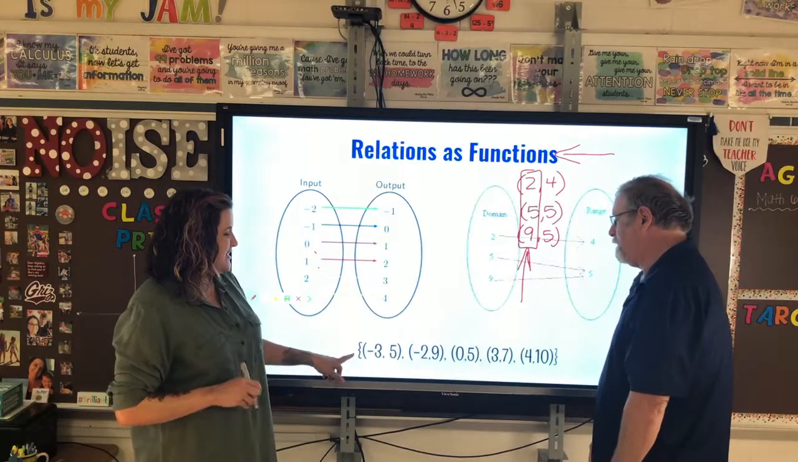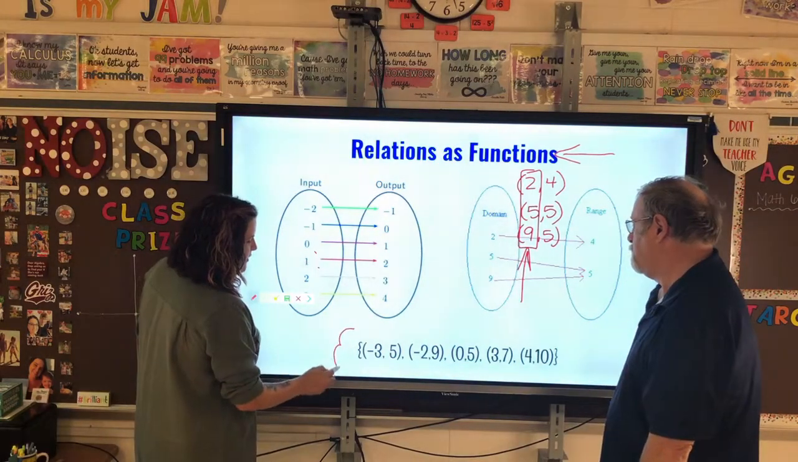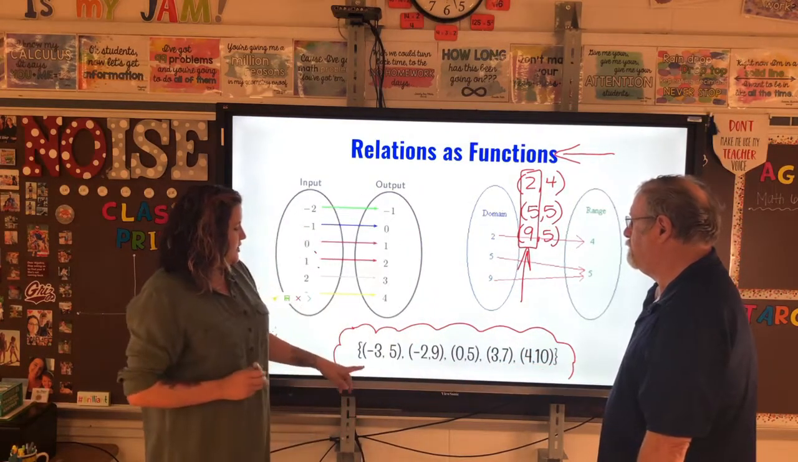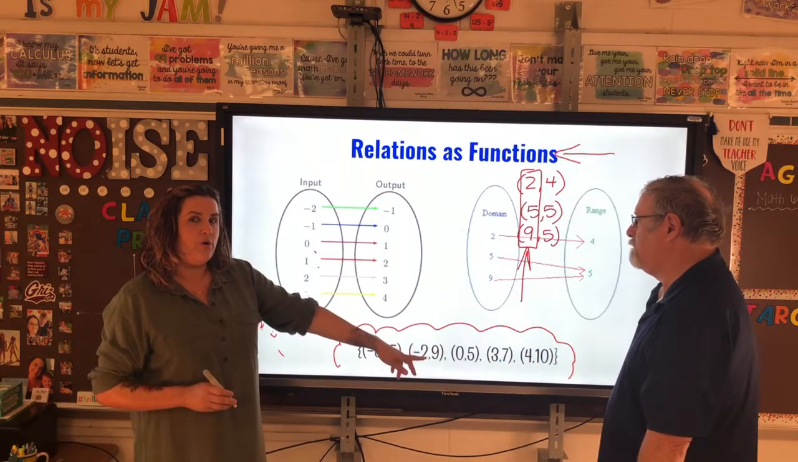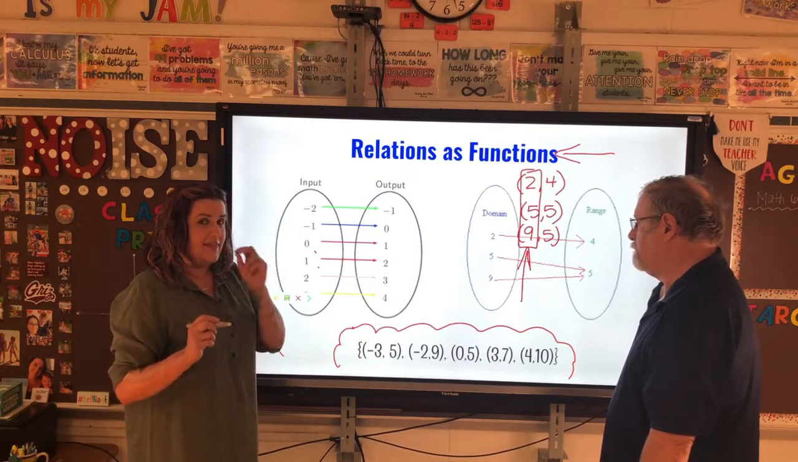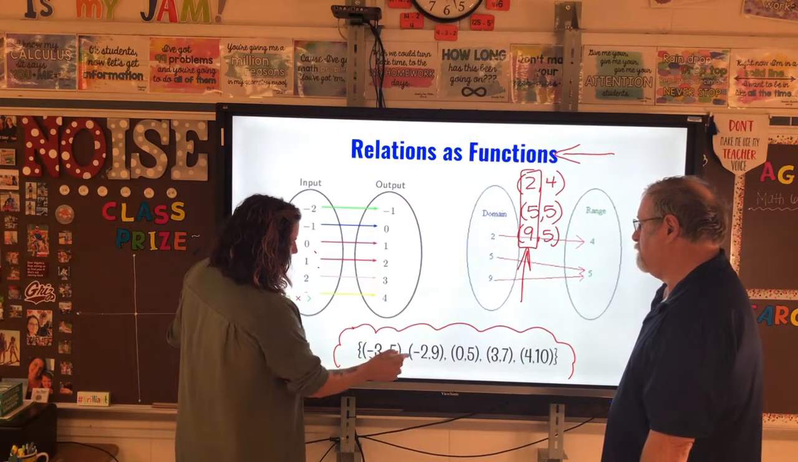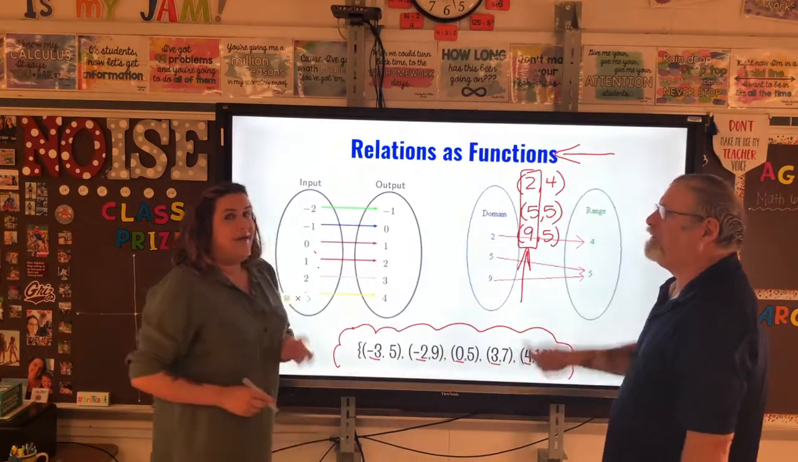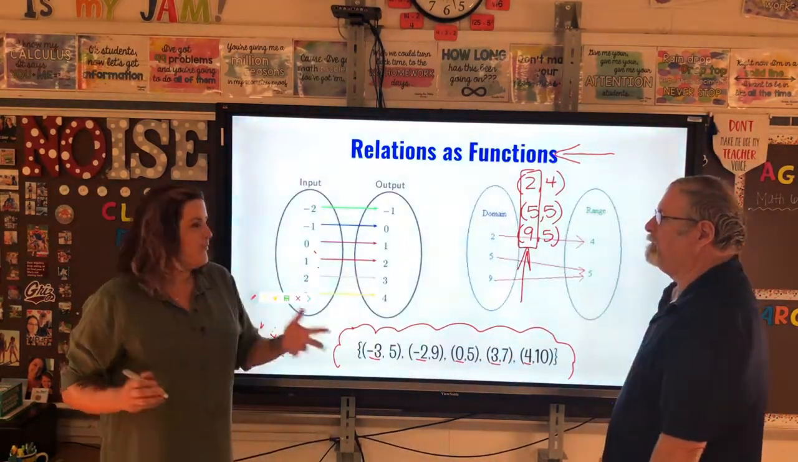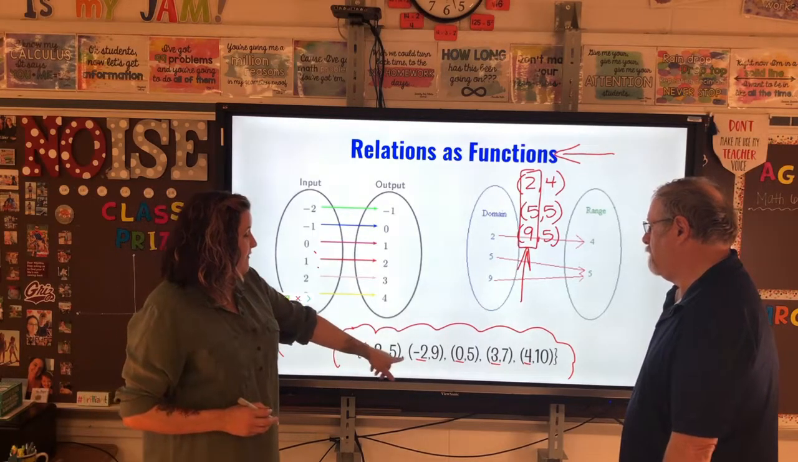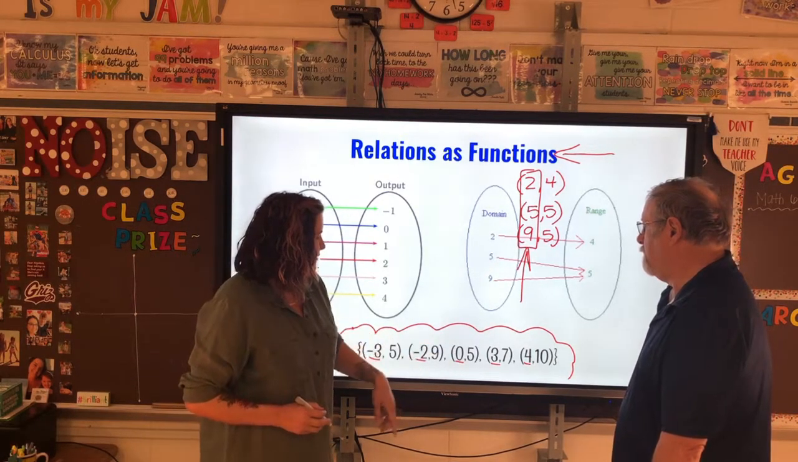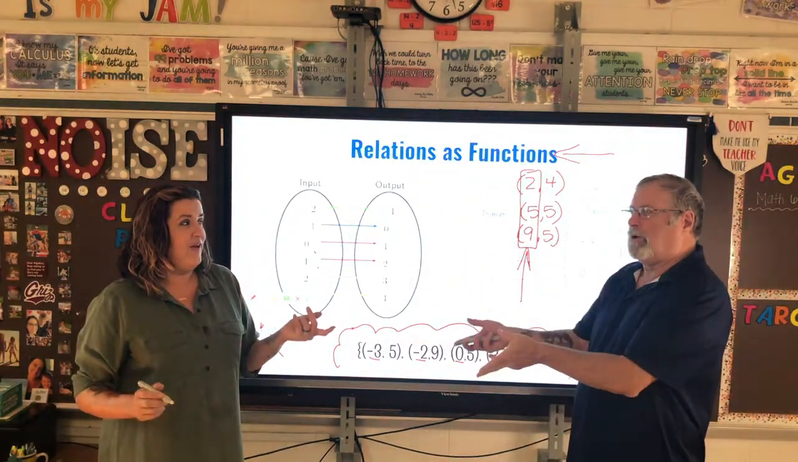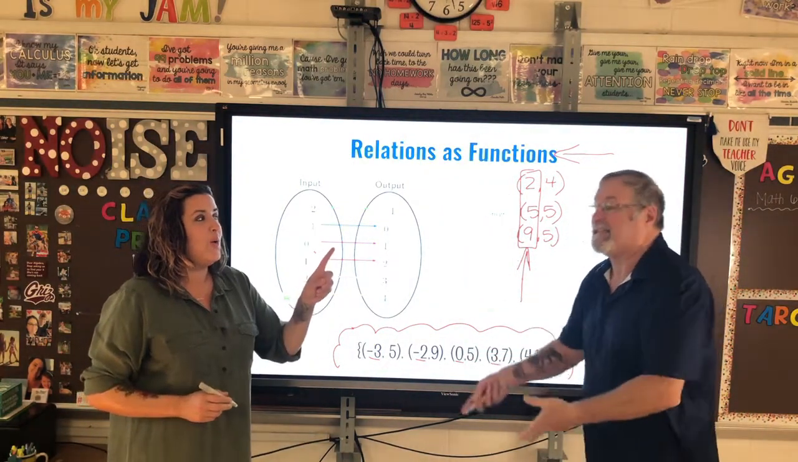So if we look at this example, this is another way that you would see whether or not something is a function. As I'm looking at these sets of ordered pairs, I'm looking just at the x. I have a -3, a -2, a 0, a 3, and a 4. It must be a function, they didn't repeat. Some of the y values repeat, right? 5, 5, that repeats. But I don't care.